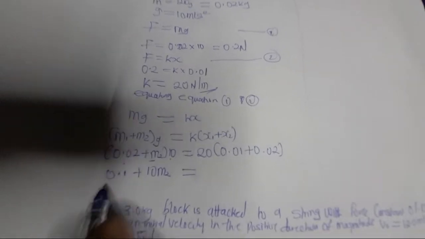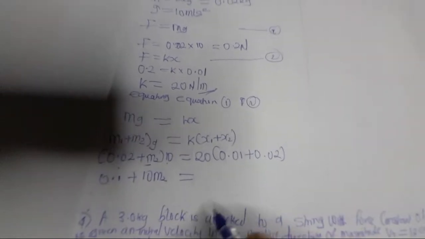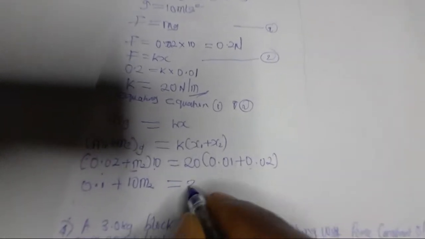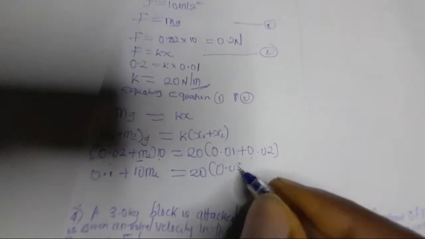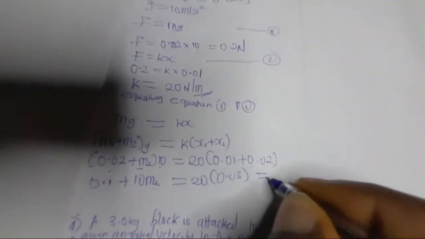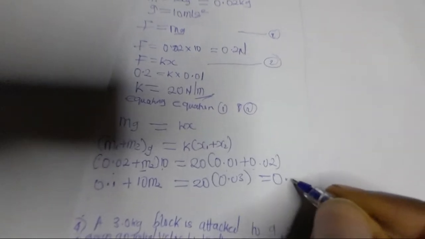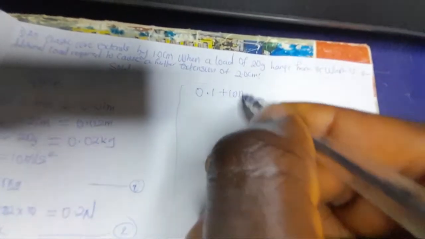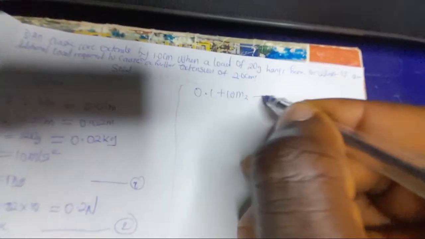Here will be 0.01, 0.02. When you do this, you're going to have here 0.02. So 20, 0.03. If you add them together and multiply, you're going to have 0.6. Now let's take the other side. Please carefully, now we are having the 0.6. This is what we're having last: 0.1 plus 10 m2 is equal to 0.6.